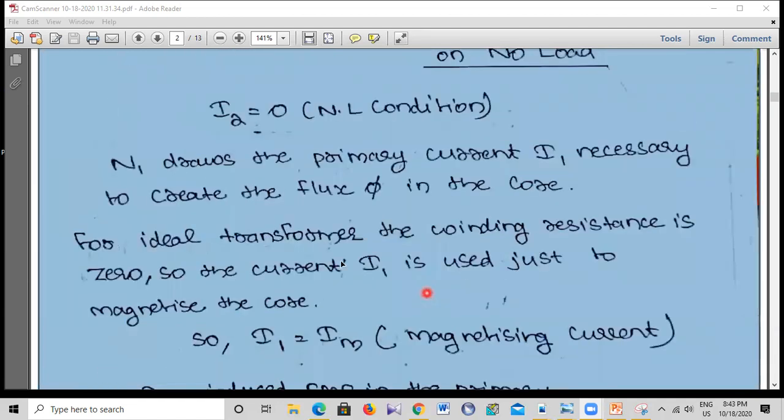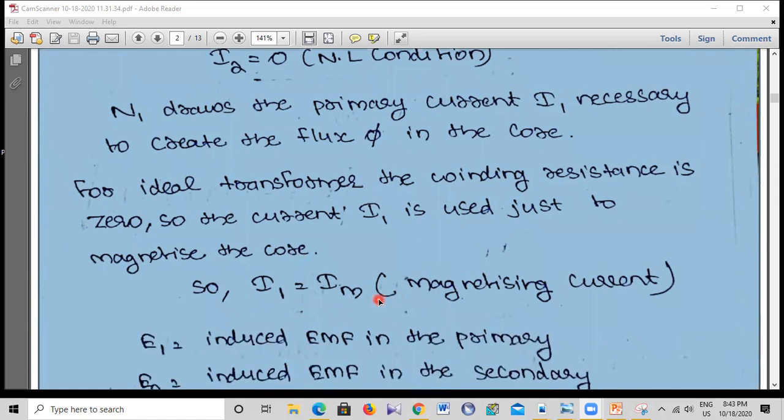For an ideal transformer, the winding resistance is zero. We already saw that. So the current I1 is used just to magnetize the core. The only job of the current I1 is magnetizing the core, because there is no other loss, there is nothing else to be done. So I1 is equal to Im, or we also call that I mu.